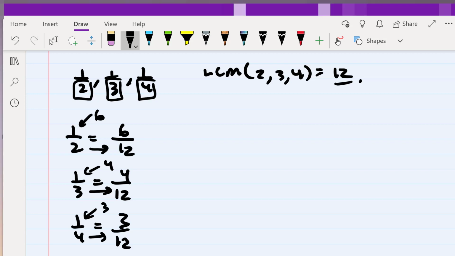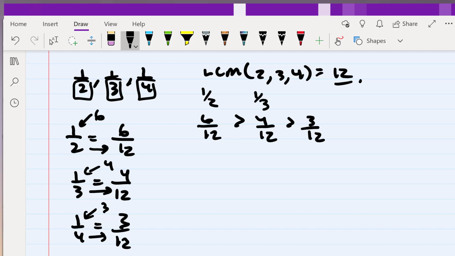Now we can say, by comparing the numerators, that 6 over 12 is greater than 4 over 12, which is greater than 3 over 12. And 6 over 12, remember, is 1/2. 4 over 12 is 1/3. And 3 over 12 is 1/4. So 1/2 is greater than 1/3, which is greater than 1/4.